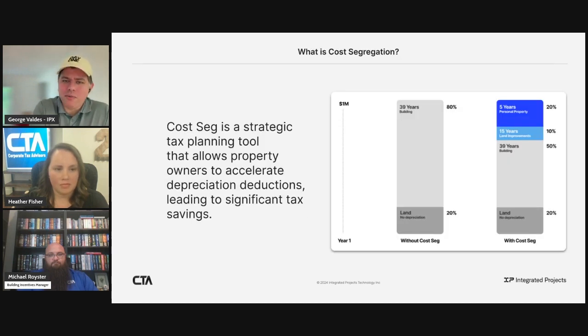But who better to talk about this than the CTA team? So I'll pass it over to the CTA team and see what else we can learn about cost seg. Yeah, you're exactly right, George.